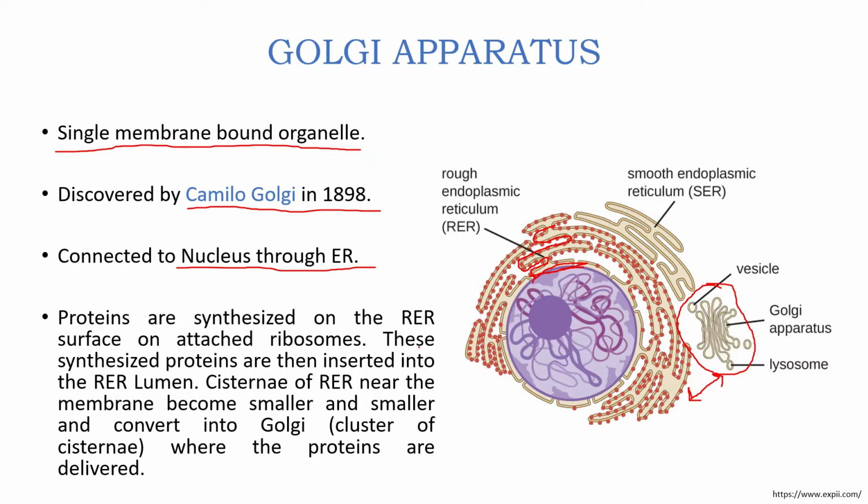Now, proteins are synthesized on the RER surface on the attached ribosomes. These synthesized proteins are then inserted into the RER lumen, where certain modifications take place, and from the terminal cisternae of the RER, the cisternae which are close to the Golgi bodies, these proteins are packaged into vesicles, and these vesicles are then transported to the Golgi apparatus. So the proteins are ultimately delivered to the Golgi cisternae.